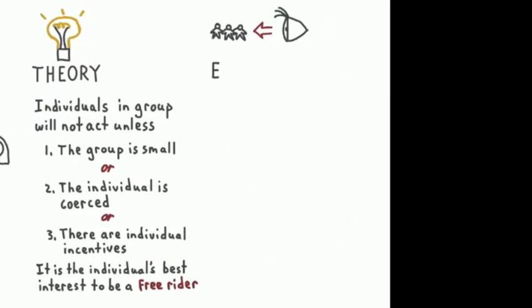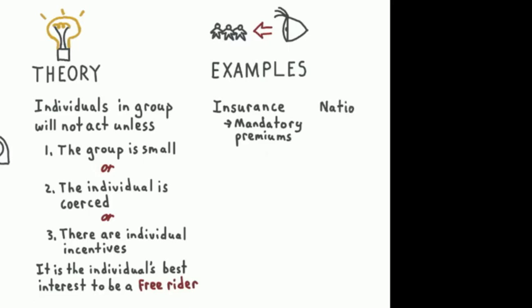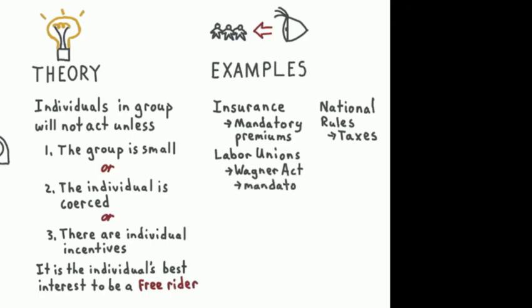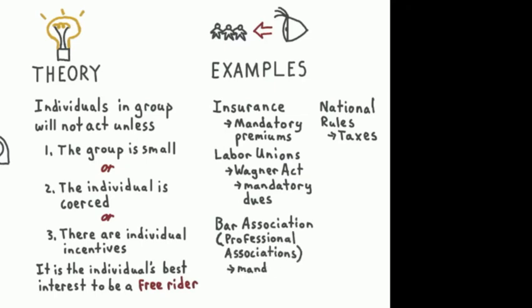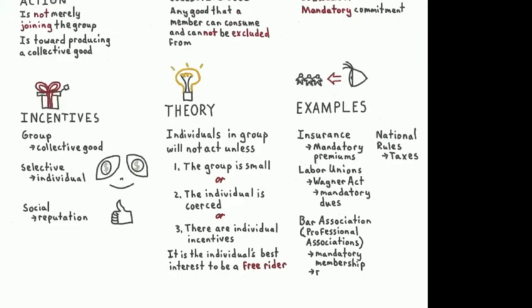Some examples of large groups affected by the theory of collective action are insurance companies with mandatory premiums, labor unions with mandatory dues, rules on the national level such as mandatory taxes, and even professional associations like the Bar Association, which have mandatory membership and a set of rules that their members have to abide by.